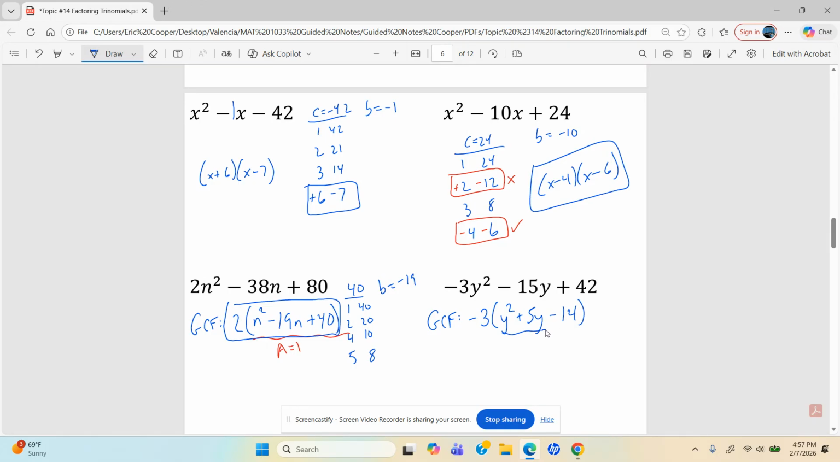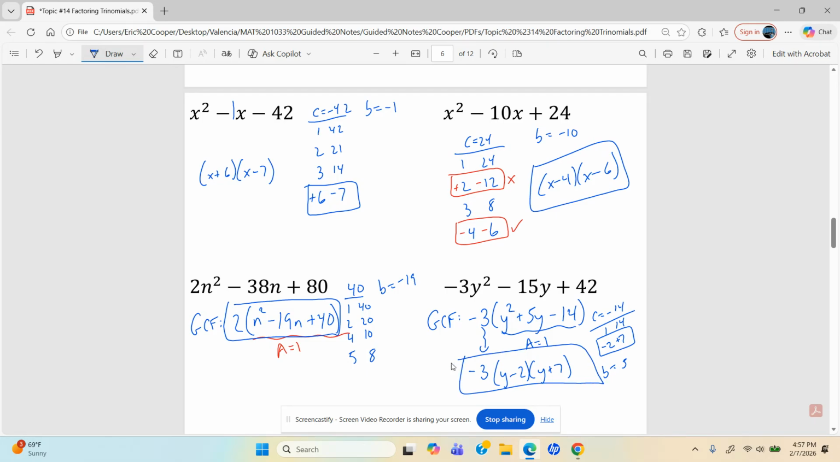Now that we've done that, let's check and see, can we factor this any further with a equals 1? Is there anything that multiplies to negative 14 that can combine to make a 5? Well, 14 is 1 and 14 and 2 and 7. I can use 2 and 7 as long as I need a positive 5, so positive 7 minus 2. So this will factor out to be y minus 2, y plus 7, and the negative 3 just comes down as our factored out part.